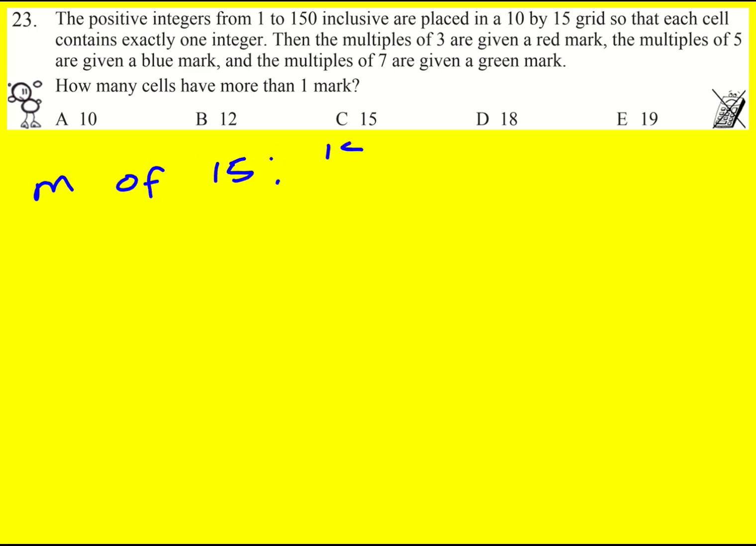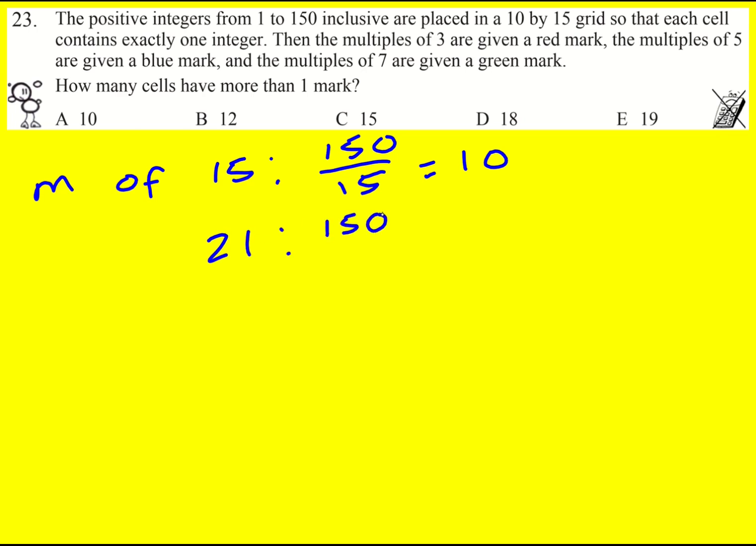Okay, this one's quite quick to do because it's going to be 150 divided by 15, which is 10. It's going to be 10 multiples of 3 and 5 in there. So they're all going to have a red mark and a blue mark. Right, next let's do 3 times 7, so multiples of 21.